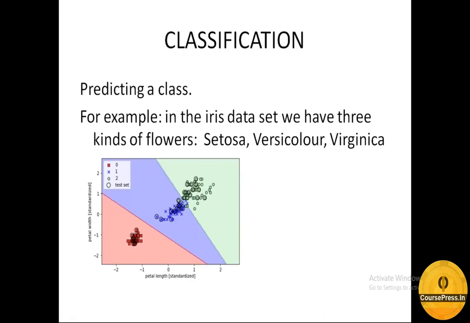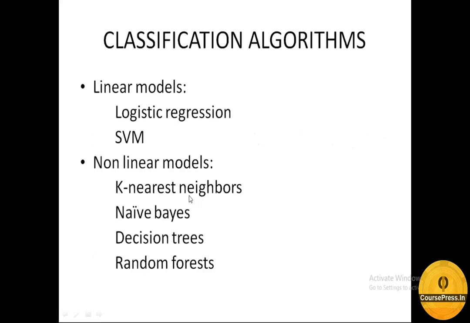Now, classification. So basically in classification, what we do is we predict a class. So let's say I'm given the iris data set. It is a very common data set. And here I'm predicting my classes. So I have three kinds of classes: setosa, versicolor, and virginica. These are the three classes that are given to me. So what classification does is it creates boundaries to separate the data samples according to their predicted class.